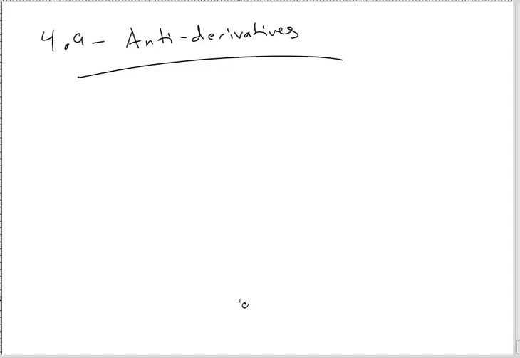Today we are doing 4.9, antiderivatives. I just call them integrals. If any of y'all have ever had calculus before, like in high school, this is an integral part of your calculus experience. There's basically two halves to calculus. You got the derivatives and you got the integrals. And thankfully, one is the opposite of the other. So we're going to be doing derivatives in reverse.